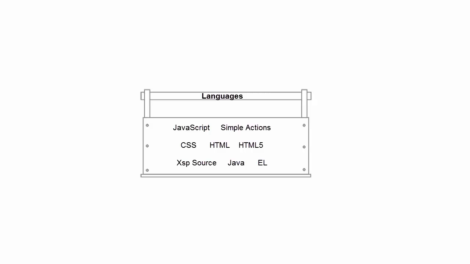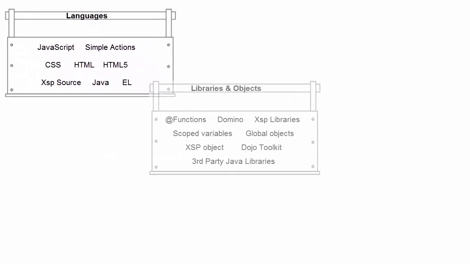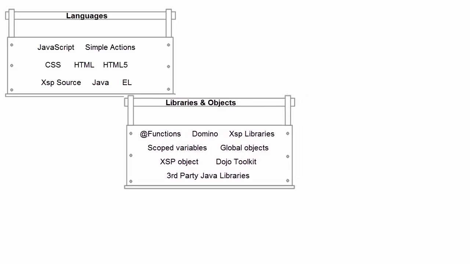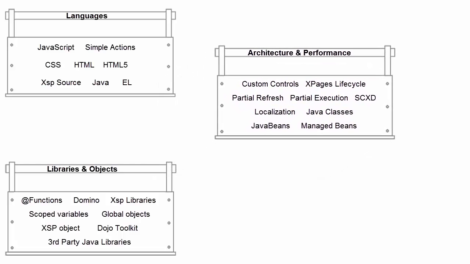The first is the Programming Languages toolbox, where we see things like JavaScript and simple actions, Java, and EL, or the expression language. In the Libraries and Objects toolbox, we see the ported @functions, the Domino objects libraries, and quite a number of other very useful libraries like the XSP server-side JavaScript libraries and the XSP client-side JavaScript object. Under Architecture and Performance, we see tools like custom controls and partial refresh and Java beans and managed beans.